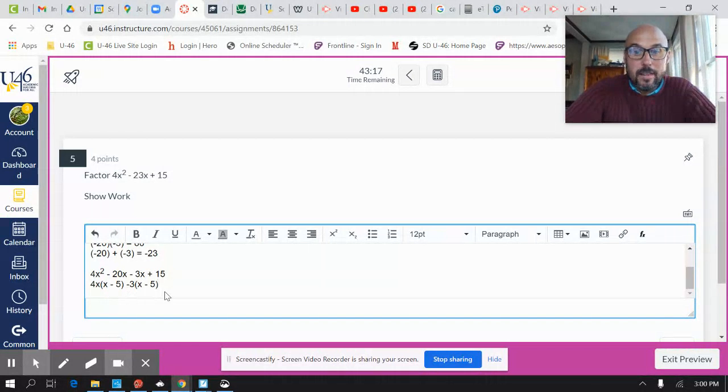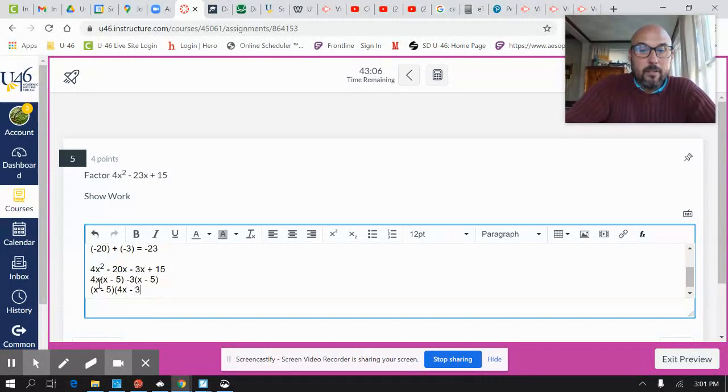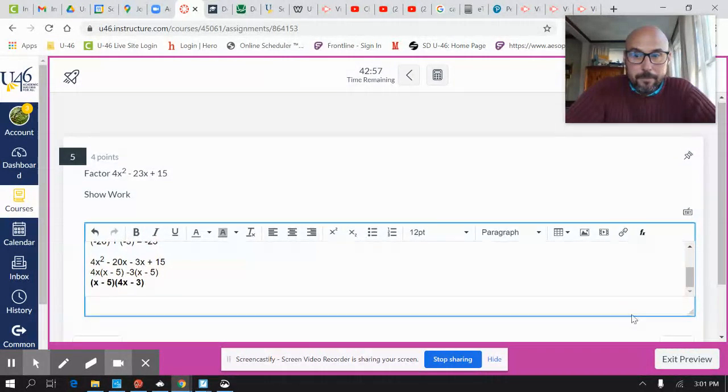Now here's the third and last time. Both of these two groupings have x minus 5 in common. And what's left over? 4x is left over from the first chunk. Negative 3 is left over from the second chunk. And we are done. This is the correct factorization of this. And I showed my work.